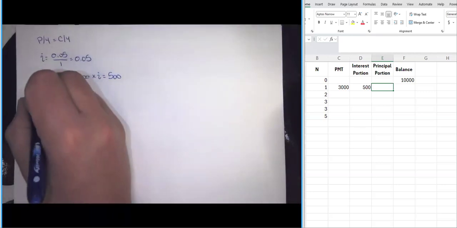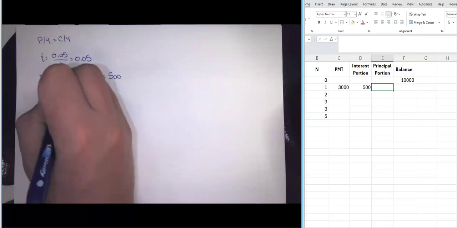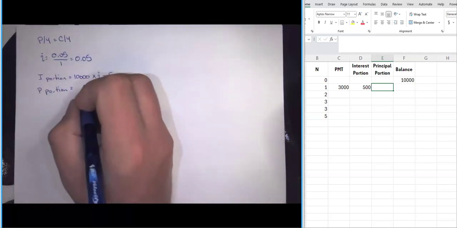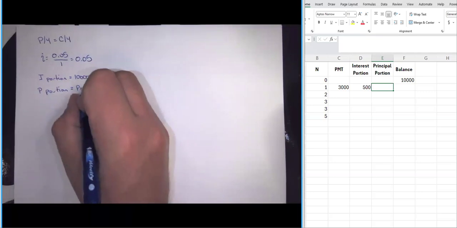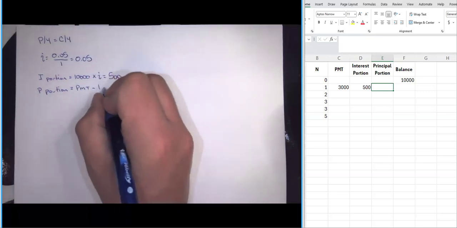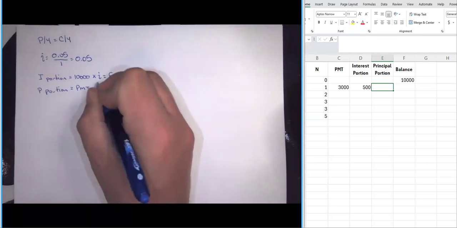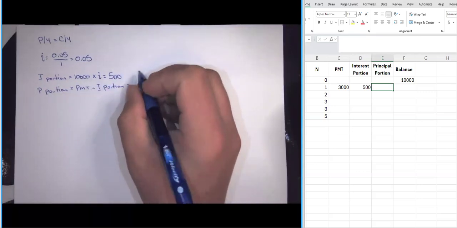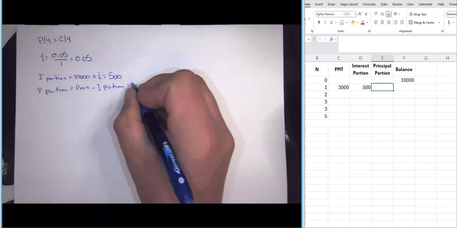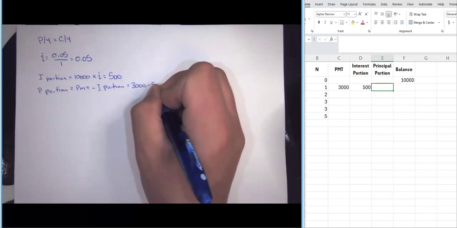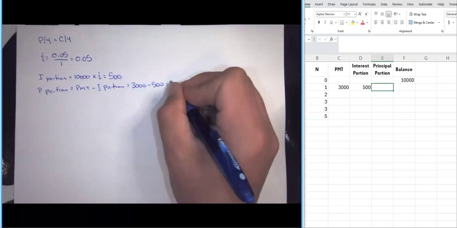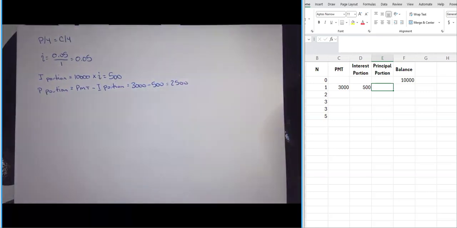Our principal portion is equal to the payment minus the interest portion. So in this case, that's $3,000 minus $500. So that's $2,500 goes to pay off principal. And that makes sense. We're paying $3,000 worth of payment. $500 goes to pay off the interest. The rest has to go pay off the principal.